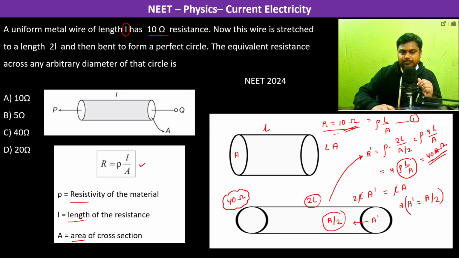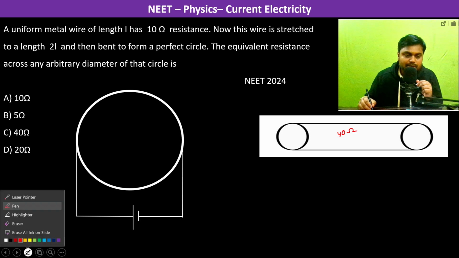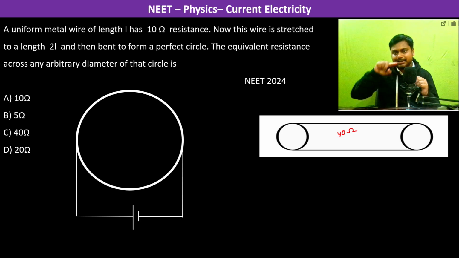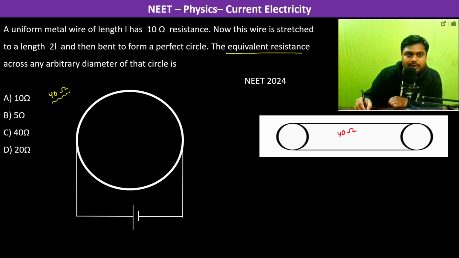Now this 40 ohm wire is bent in the form of a circle. So this entire circle is of 40 ohms. Okay, fine. Now they want us to find out the equivalent resistance across any arbitrary diameter. So we have taken this as the diameter. Now across this we have to find the resistance.